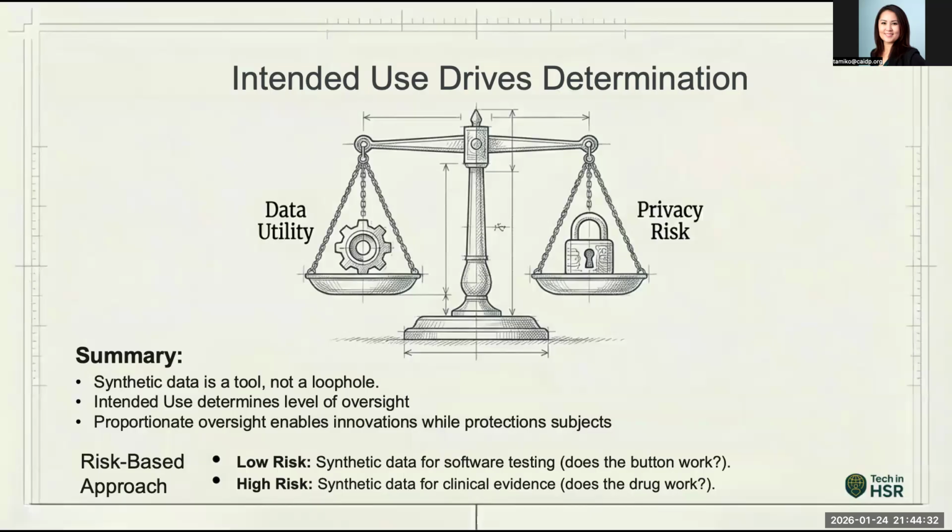And privacy risk is low. So oversight can be pretty proportionate to that low risk. Now, a high stakes example would be when synthetic data is used as clinical evidence.